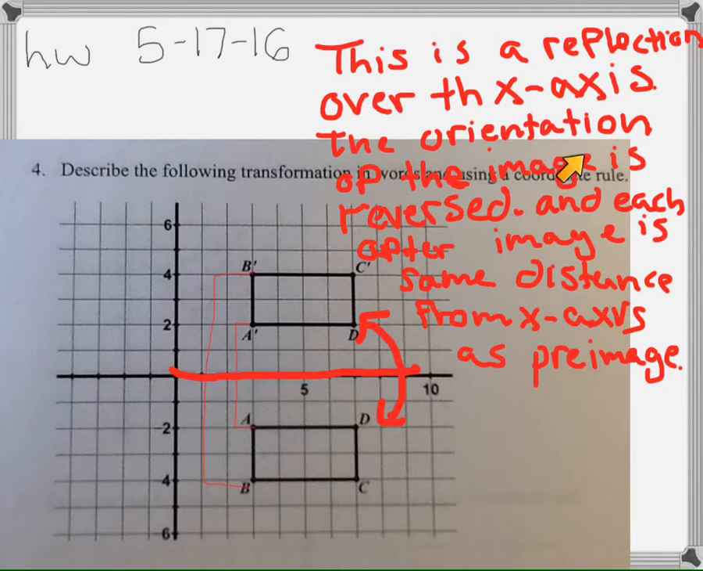The orientation of the image is reversed. So A prime is closer to A than it is to B prime, so the image is flipped. And each after image is the same distance from the x-axis as the pre-image.